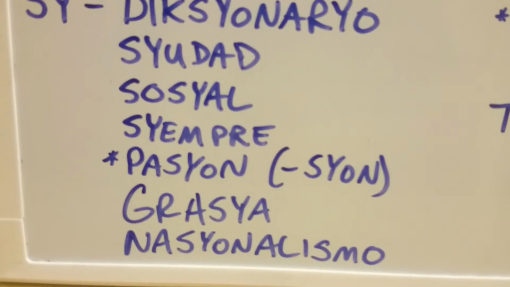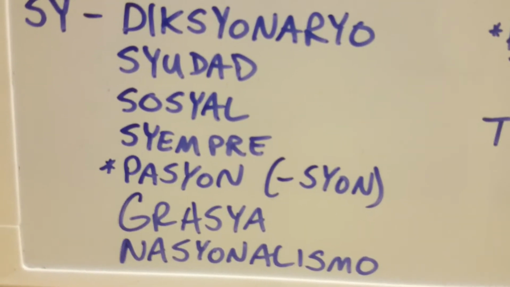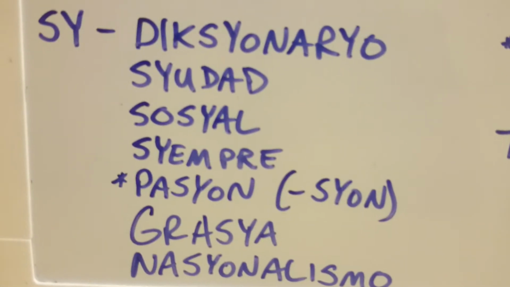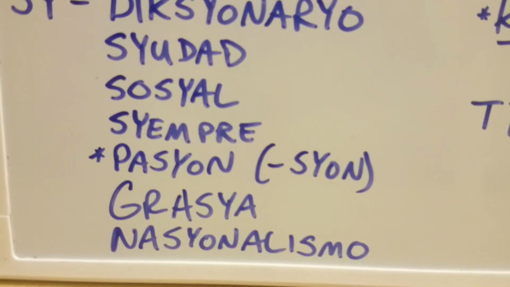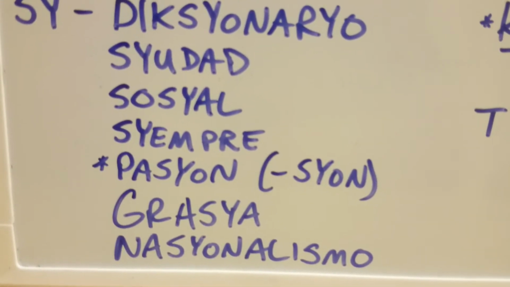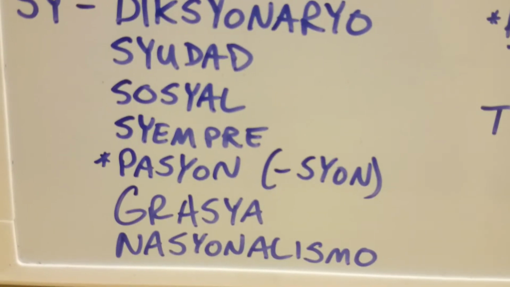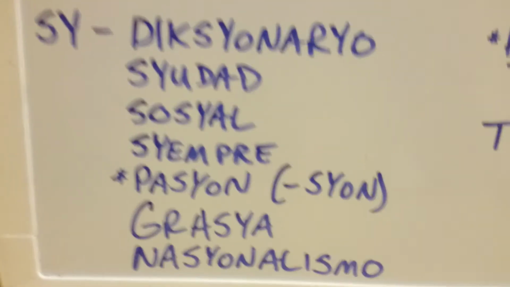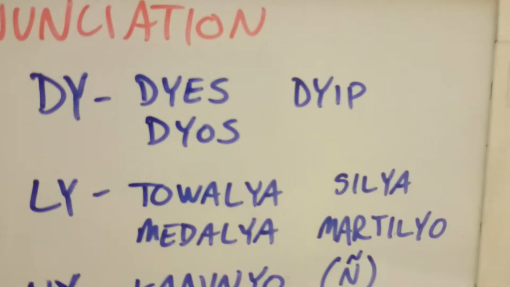Next one is gracia, right? Not gracia, which I hear a lot of people say, but it's gracia. You make sure that you have that glide there, cia, right? And the last one is nacionalismo, right? Because you hear people saying nacion. It's nacion, nacionalismo, nation, nationalism, right? Moving on, we got the dy, right? The dy.